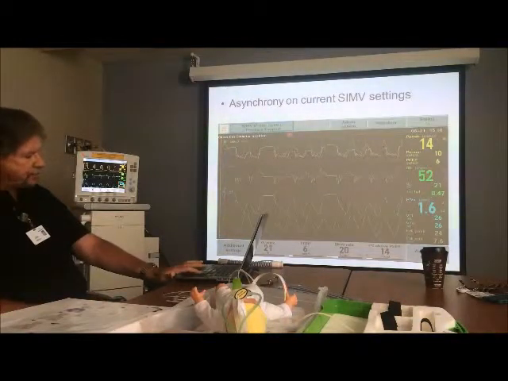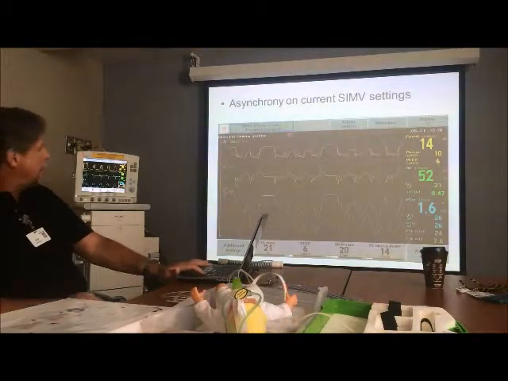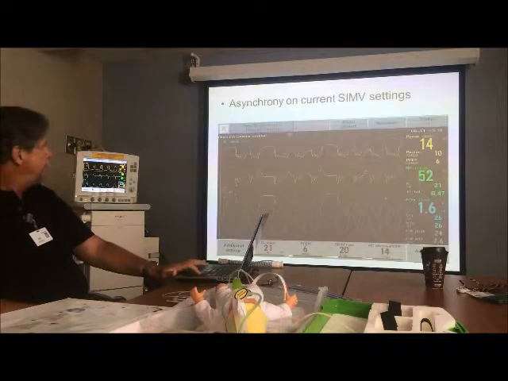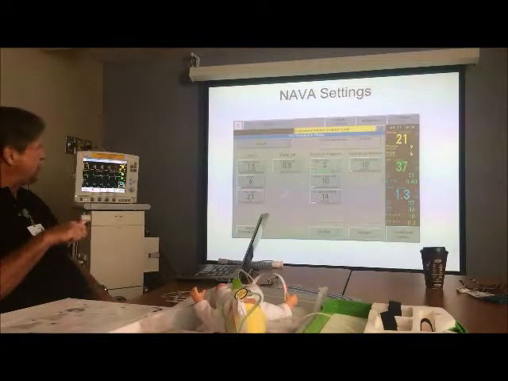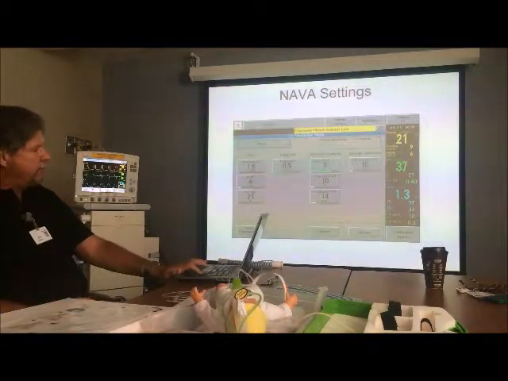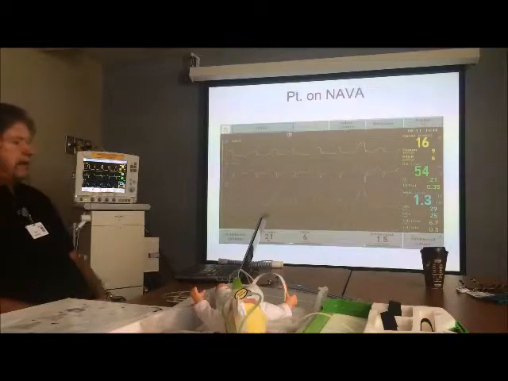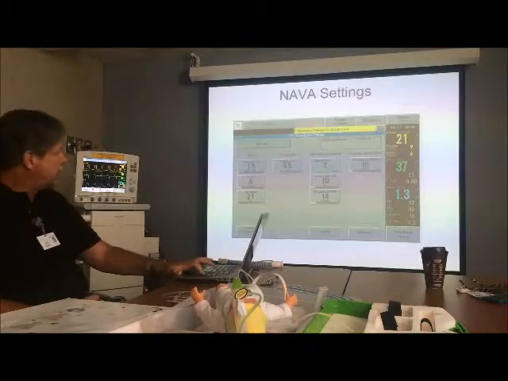So then, this is an older software version, so it didn't have all the backup, but these are the settings, and I'll explain that in a minute. But we set him up in NAVA, and there he's on NAVA. Now, let me go back real quick.